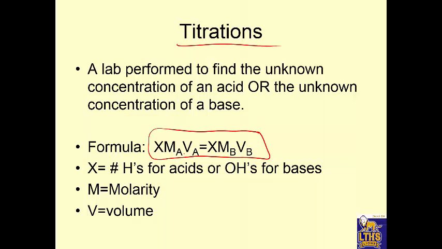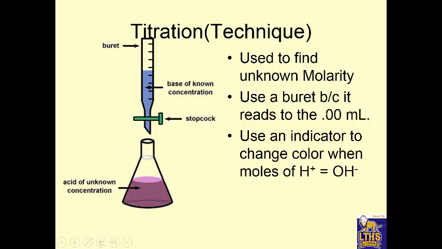The only change in this is that the A stands for acid, okay? A, acid, B, base, and then the X's. So there's an X here and an X here because the number of H's from the acid and the number of OH's from the base have to come together to make H2O in this kind of reaction. So we use this technique using a buret.